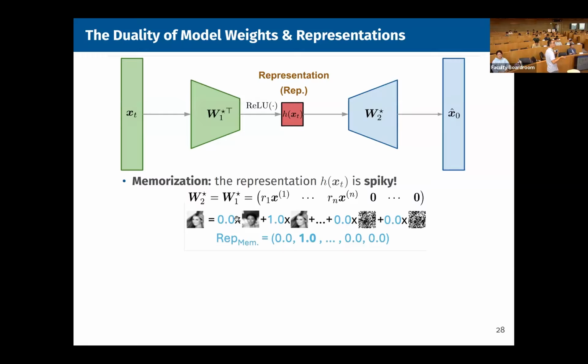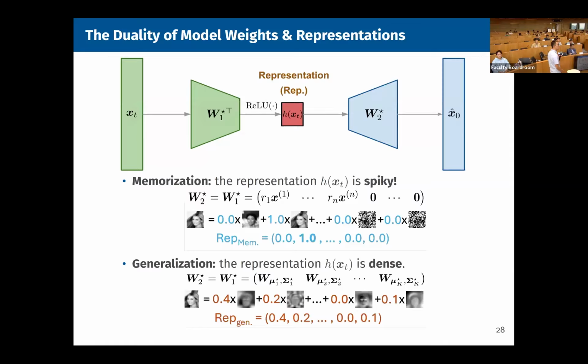And if you consider its representation, the representation will just use the closest sample to represent it, right? So you only have one spiky point, which means the representation would be very sparse and very spiky. We only have one component retrieving the stored sample to reproduce the generated image, and so the representation will be very spiky. Whereas if you consider generalization, the representation is much denser because you are generating a new sample. You are combining all the data statistics together to generate the sample. That's why the representation is much denser.